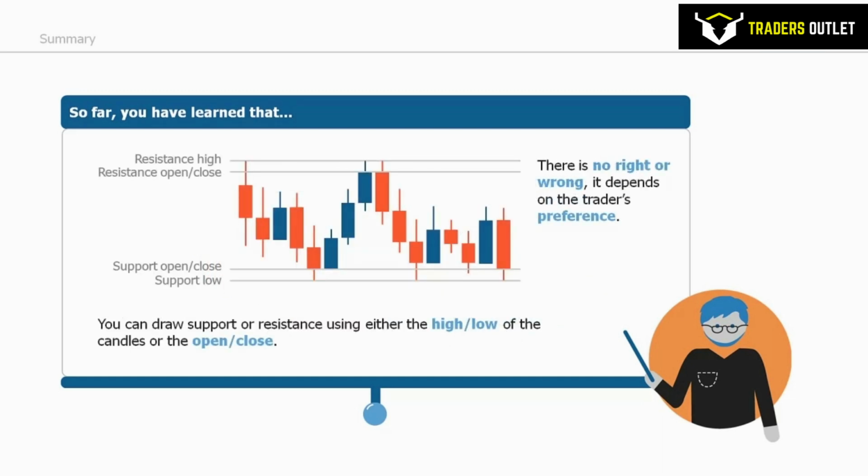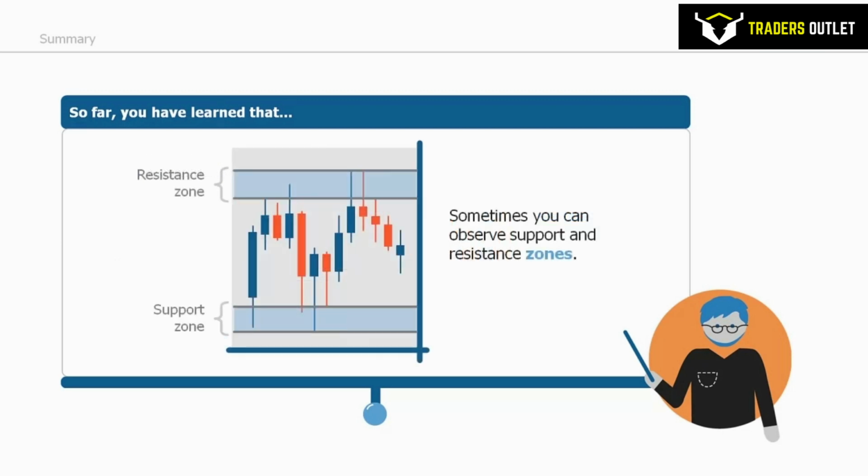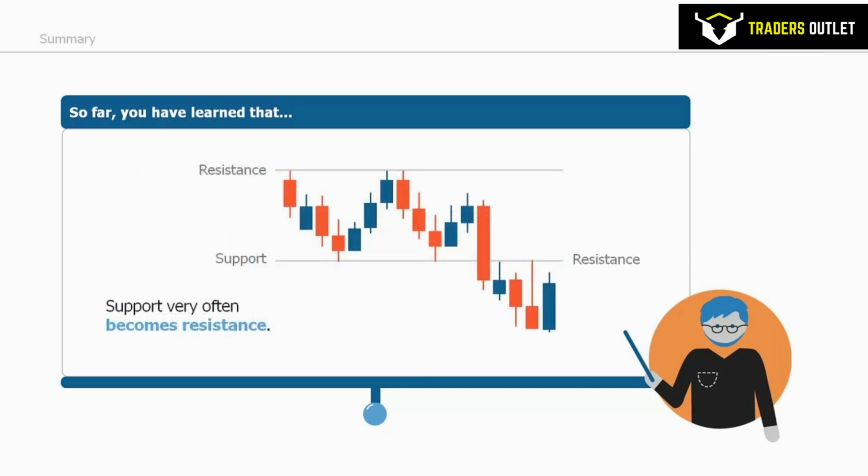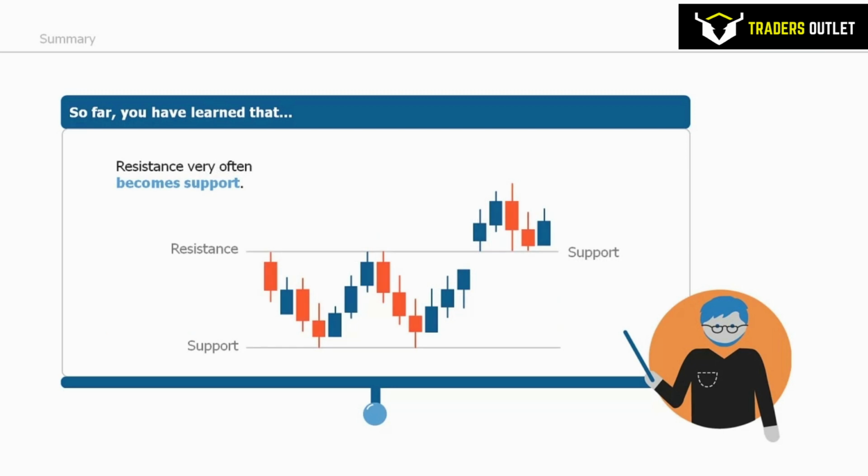You also saw that it is possible to draw support or resistance on either the high, low of the candles or on the open or close. There is no right or wrong way to do this. It just depends on your preference. The support and resistance levels are not set in stone, but they are very often zones. Furthermore, you learn that often support can become resistance. And resistance often becomes support.